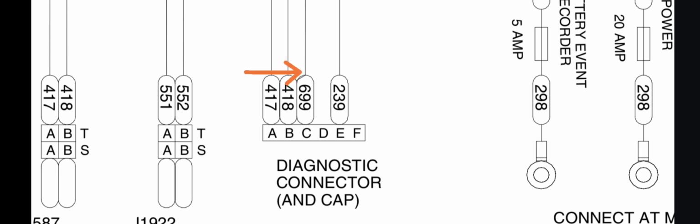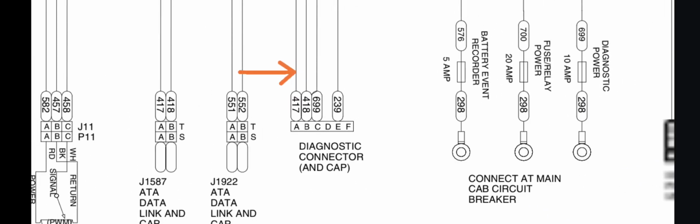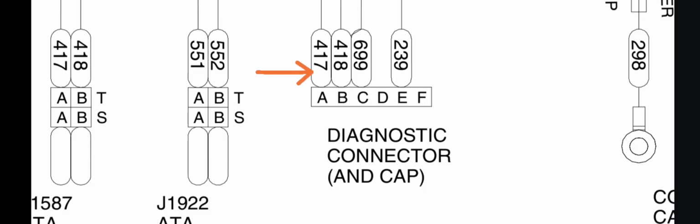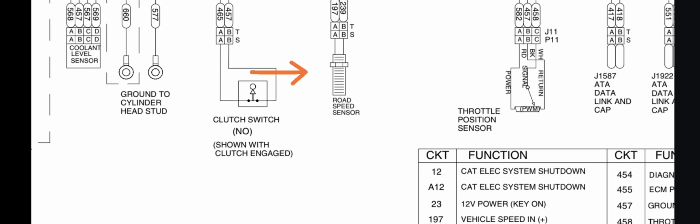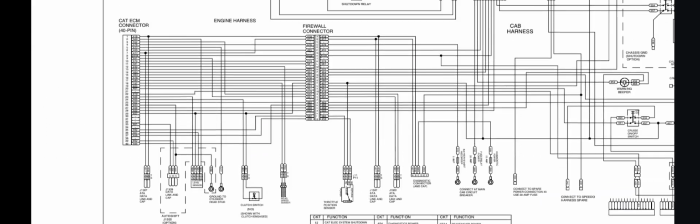This is the diagnostic connector, which is used to check and calibrate the generator engine and vehicle from computer software. If we check the four pins in the diagnostic connector, they are 239, 699, 418, 417. We have checked these pins: 418 is on this pin and on the 40-pin connector. That means this is the diagnostic connector. Understand? Let me tell you once again.